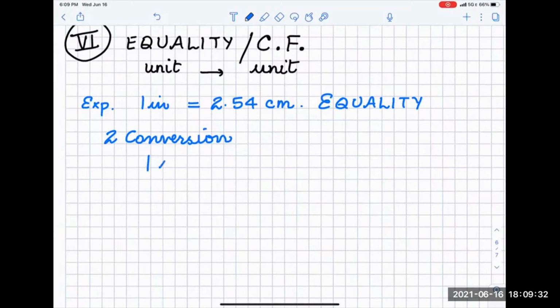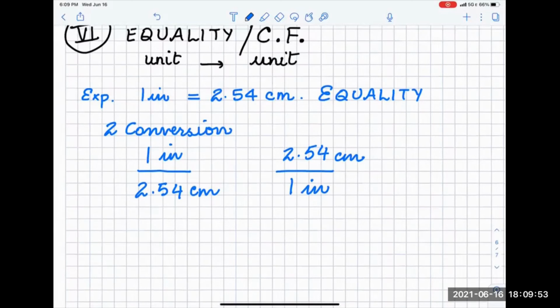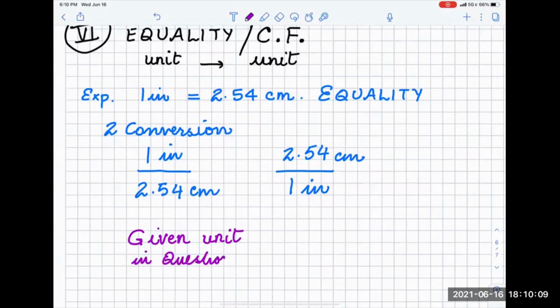What are those? 1 inch over 2.54 centimeters and 2.54 centimeters over 1 inch. So these are the 2 ways you can write this. So how would you use these conversion factors? Whatever unit is given to you in the question, you're going to write that down.